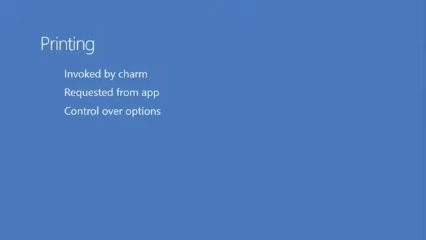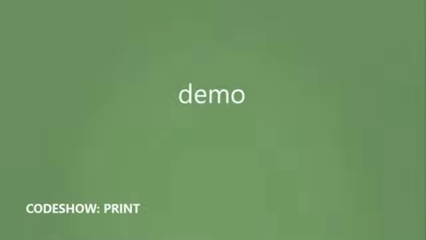Well, imagine they're in your app, and they want to print something, and they go to the charm, and they just don't see a printer listed. So that's one of those things. Another is that your app could actually give them the ability to print, you know, explicitly. And then finally, you may want to have control over the options and over what would actually be printed. So that's what we're going to be considering, and there is no finer way to do so than through a demonstration. So that's what we're going to be getting into right now.